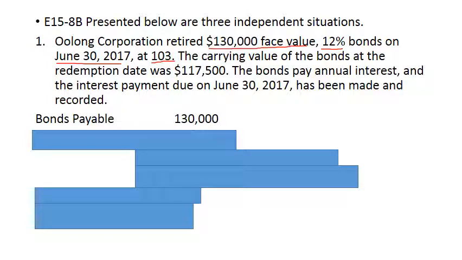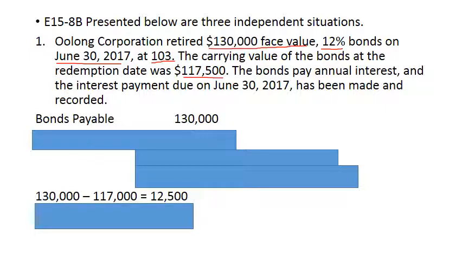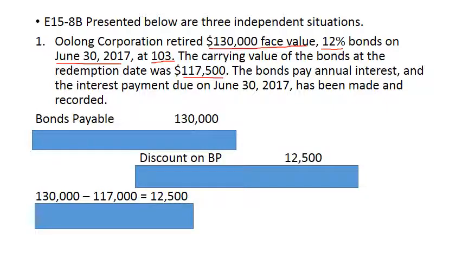So first thing we have to do is take the bonds payable off the books, and the bonds are on the books at a discount because we see that the carrying value is 117, and that's lower than the face value of 130. So there's a discount on the books of 12,500. So the discount has to come off the books as well.